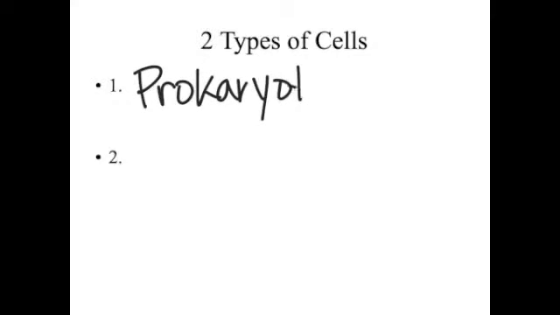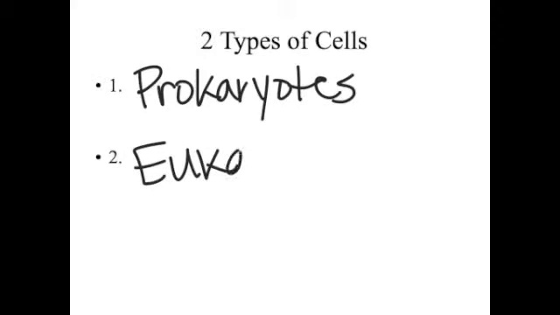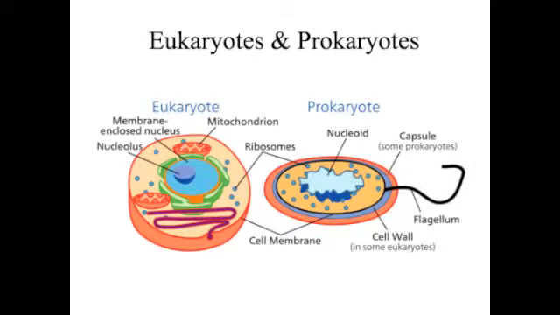All cells can be divided into two groups. The first group is the prokaryotes, and the second group are eukaryotes. So eukaryotes are cells that contain a nucleus and other membrane-bound organelles. Prokaryotes are single-celled organisms that lack a membrane-bound nucleus, mitochondria, and any other membrane-bound organelle.